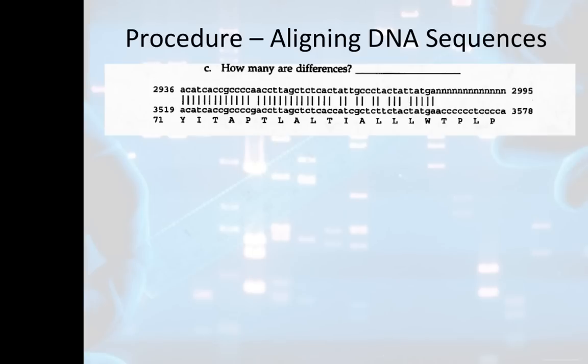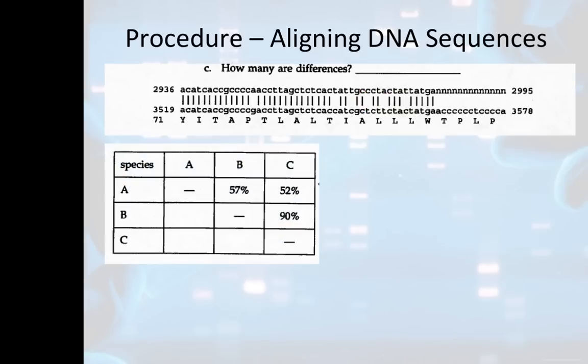Here you see partial sequences for two species. Each pair of letters is called a base pair. The bars that connect a pair show that the pair possesses the same nucleotide, and the absence of a bar means that they're different. When you compare sequences for multiple species, you construct a percent similarity table. Here are species B and C. We see they are 90% similar in their sequence, but species B and A are only 57% similar.